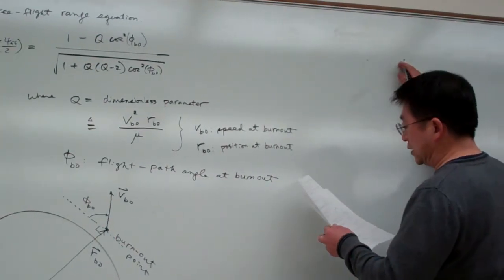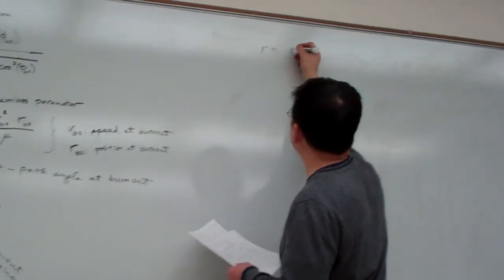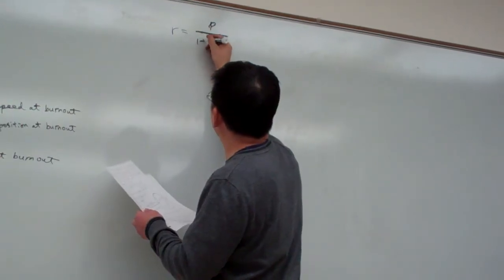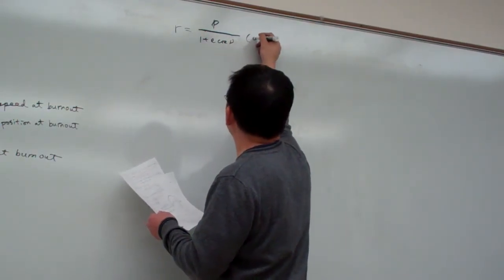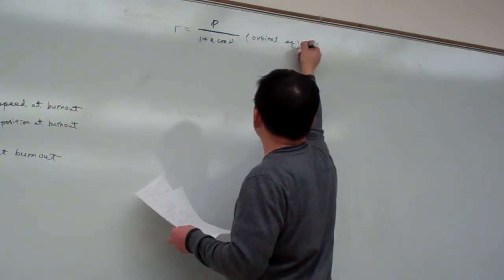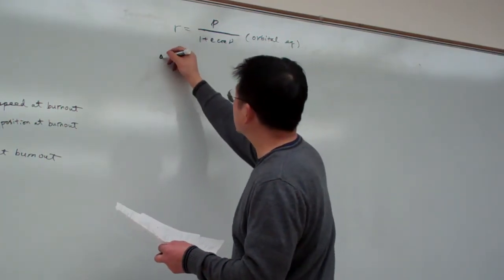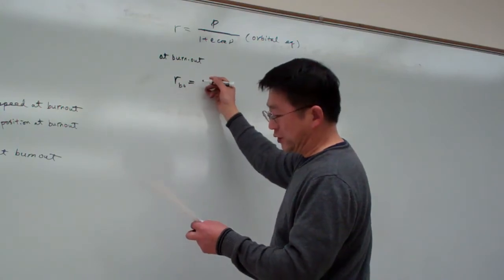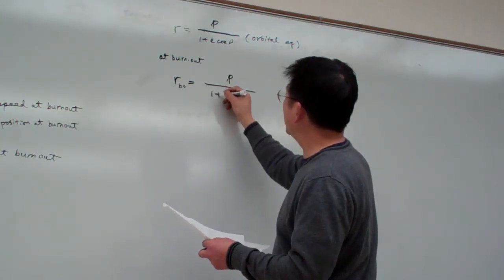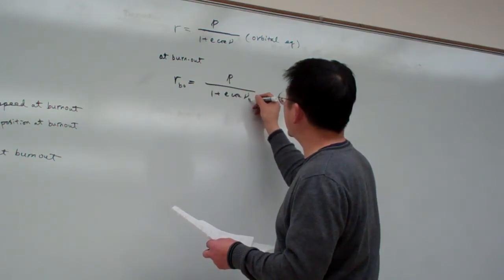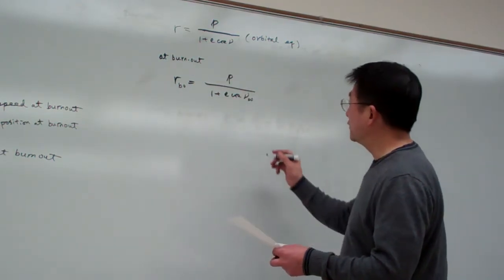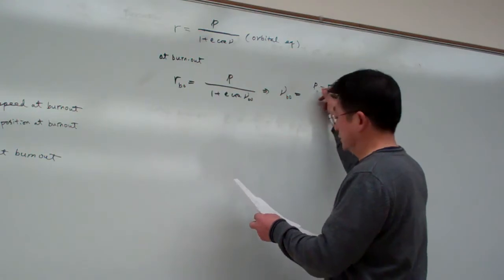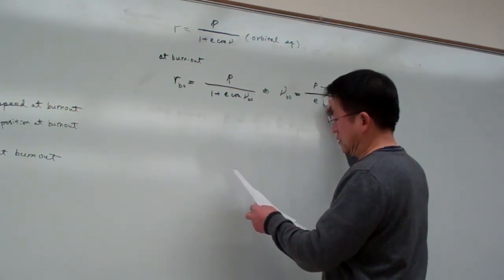Starting from the orbital equation, we know R equals P over 1 plus E cosine nu. So that is our orbital equation. Using the orbital equation, at the burnout we can apply, so R BO will be equal to P over 1 plus E times cosine nu BO. From here, we can have the cosine nu BO equal to P minus R BO over E R BO.